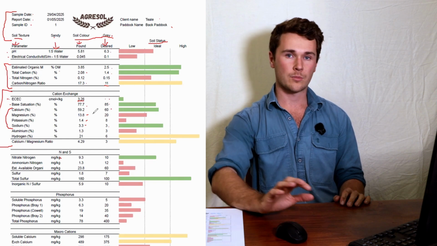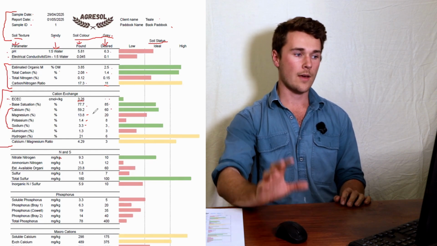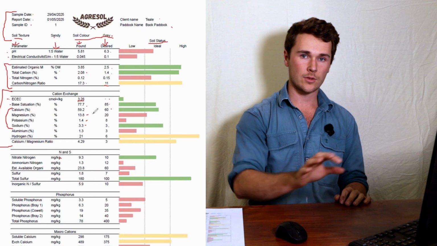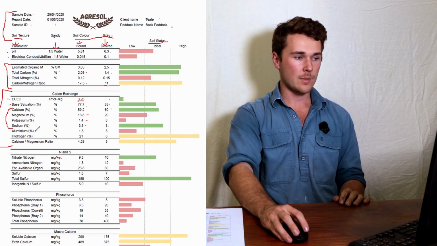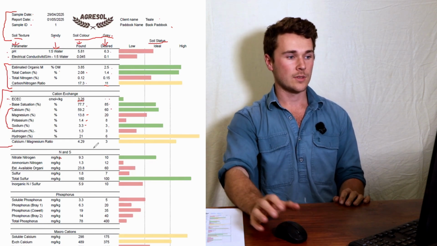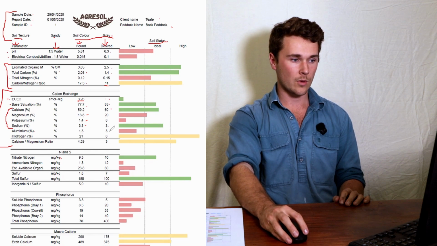So there's a whole range of different problems that causes. We have a whole video on managing sodic soils. You can go check that out. Next, aluminium. Aluminium is important in small amounts, not too much. It can cause toxicity. So likewise, you don't want it more than 3%.